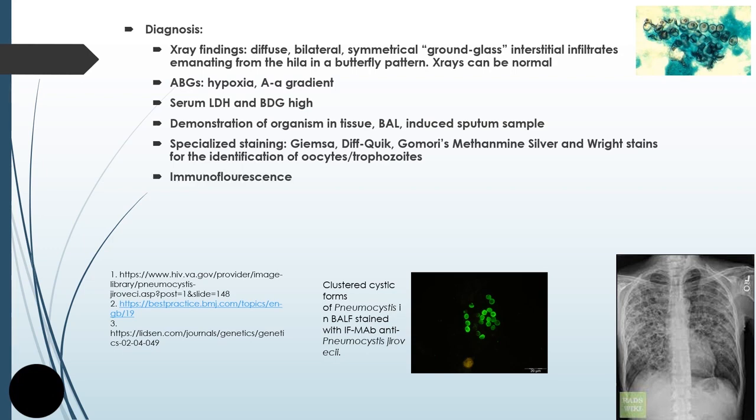Then immunofluorescence, which you can see here, showing clustered cystic forms of PJP on a BAL sample, can be used. PCR can be used. However, the drawback of PCR is that it cannot differentiate between infection and colonization. PCR is not usually run on sputum, and a BAL sample is required.